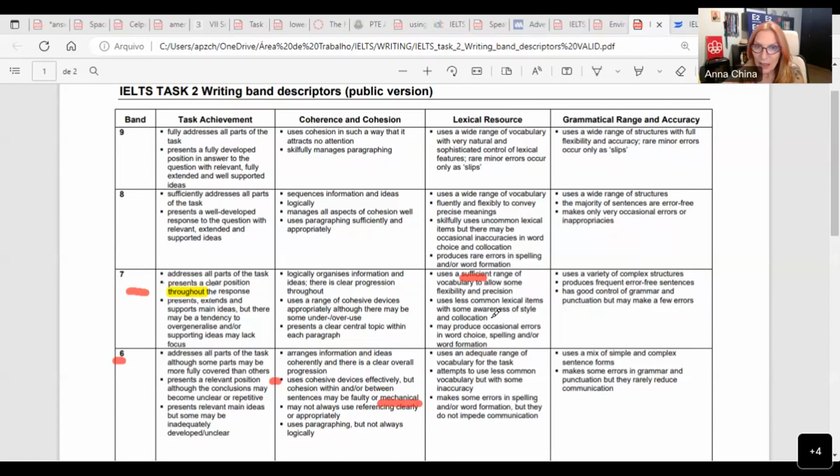Here, for level 8, it says flexibly. What does this flexibility mean? If we consider a word like school, school is a very hard word to find a synonym for. Think of a synonym for school.